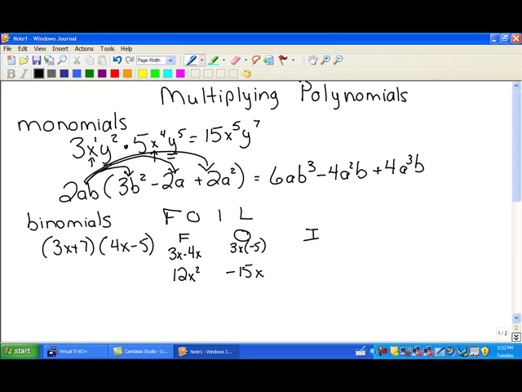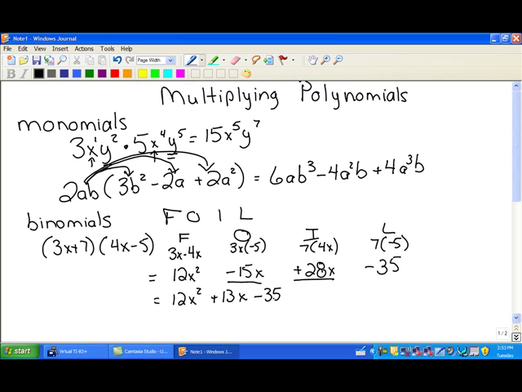Your inner terms are going to be your positive 7 and your 4x. So 7 times 4x will give us a positive 28x. And our last terms will be a positive 7 and a negative 5. 7 times negative 5 is going to give us negative 35. Of course, we always have to look for combining like terms. You'll notice that we have a negative 15x and a positive 28x that can be combined. This will leave us with 12x squared plus 13x, because the 13 will be positive, minus 35.